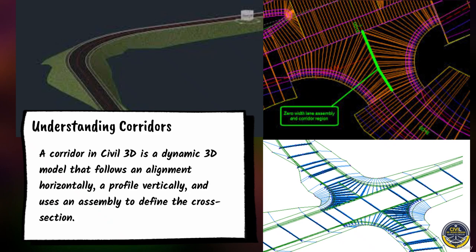Understanding corridors. A corridor in Civil 3D is a dynamic 3D model that follows an alignment horizontally, a profile vertically, and uses an assembly to define the cross-section. It's the heart of roadway modeling, allowing Civil 3D to automatically generate surfaces, sections, and volumes.